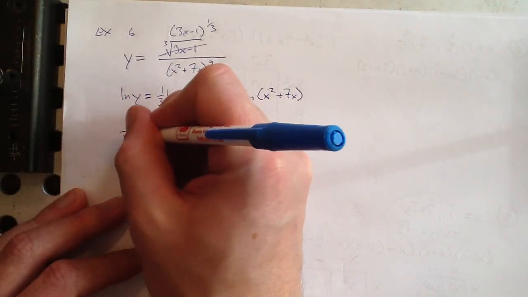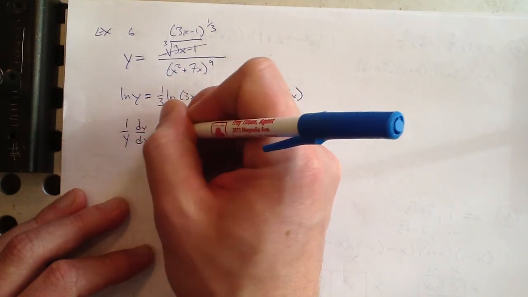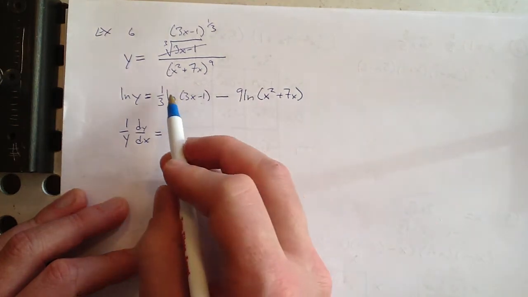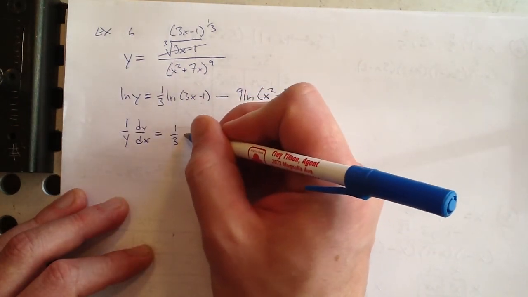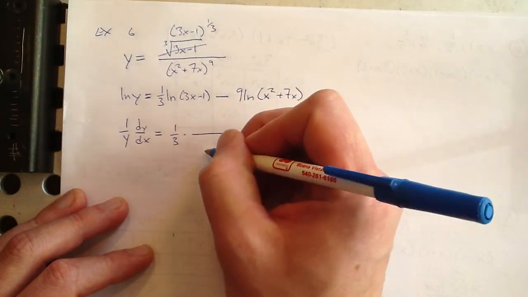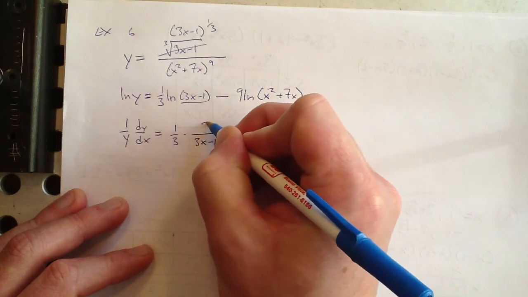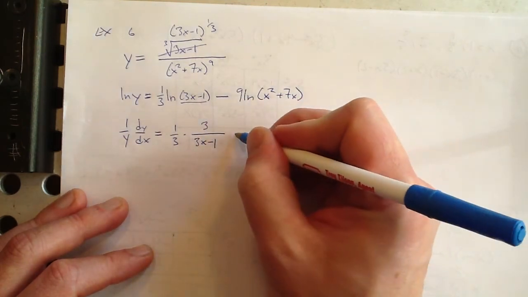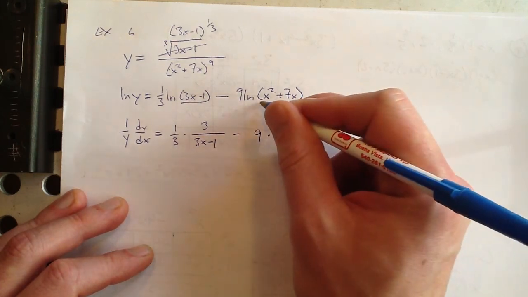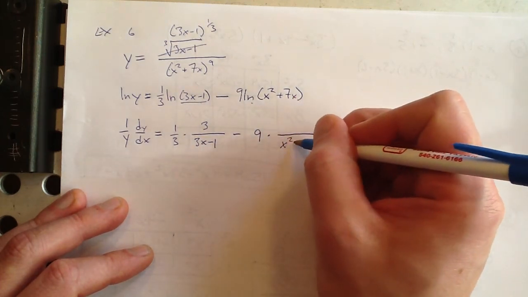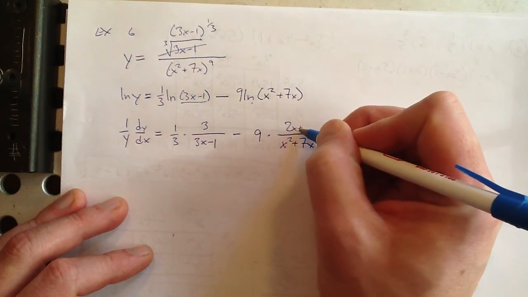And then we take the derivative. It's 1 over y dy dx equal to, the derivative of this is 1/3 times 1 over 3x minus 1 times the derivative of what's inside, minus 9 times the derivative of natural log of whatever is 1 over whatever times the derivative of what's inside.